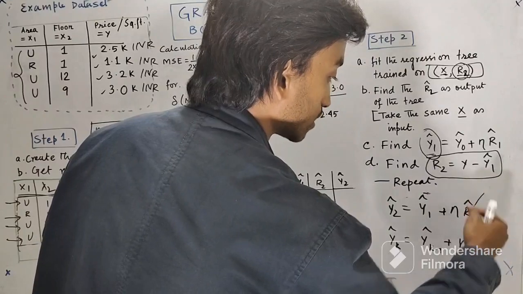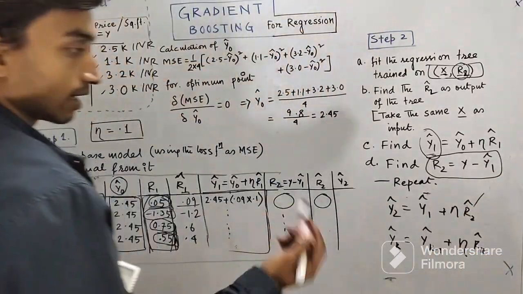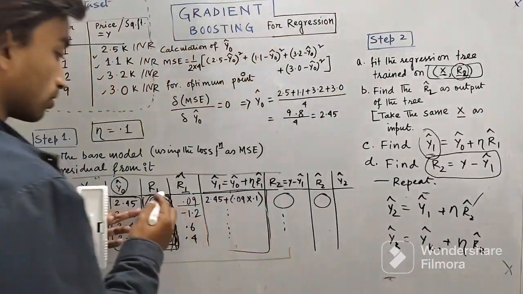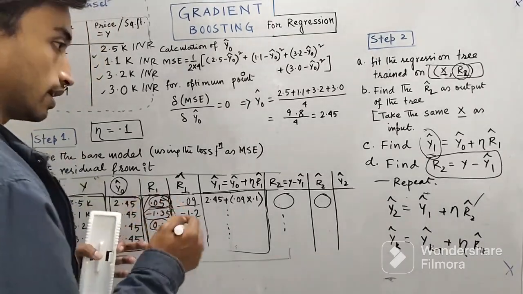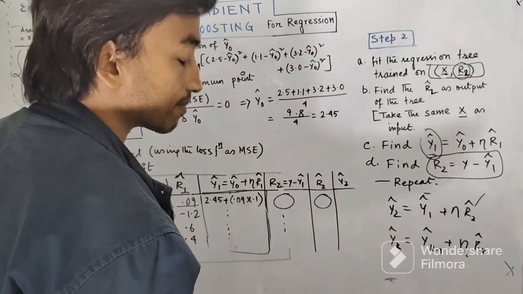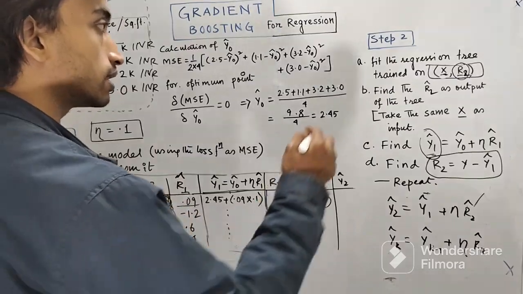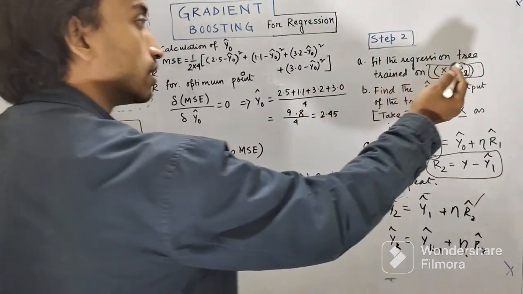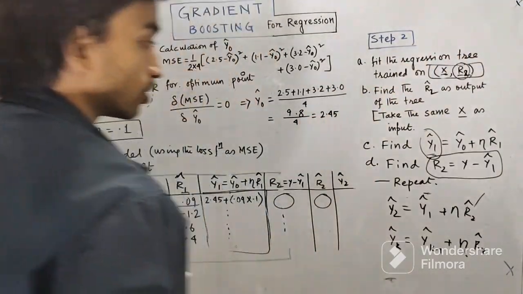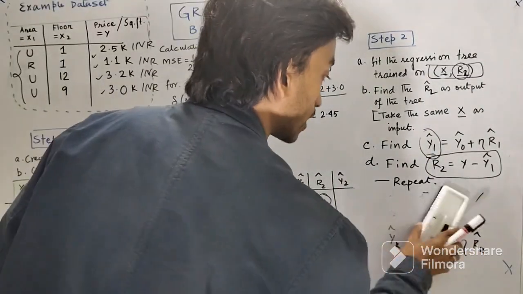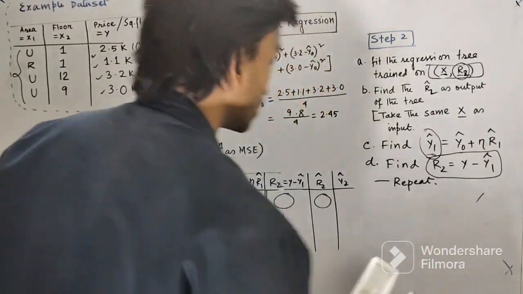R1 hats, R2 hats, these are basically the tree outputs. What are the R1s? R1s are basically the residual at each step, and these particular residuals are taken for the regression tree fitting.